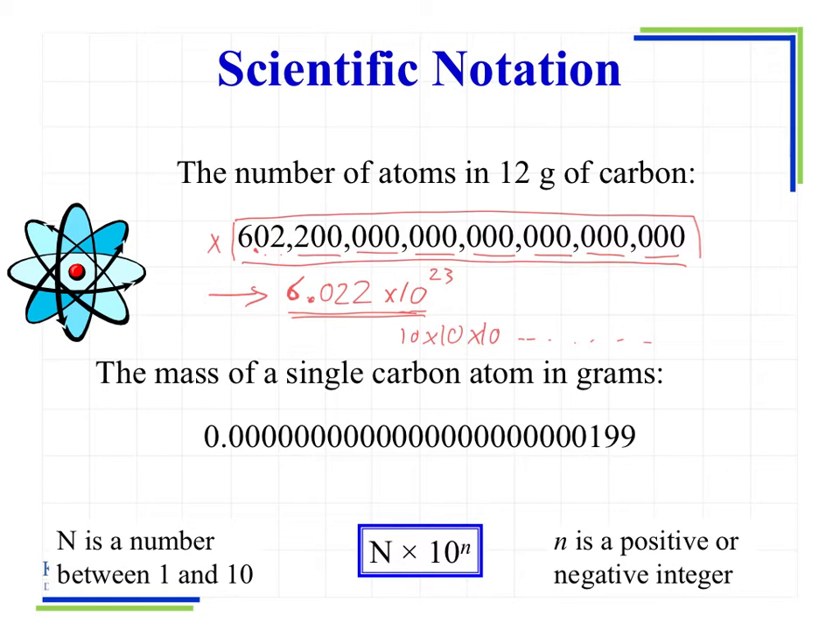So think about the mass of a single carbon atom. A single carbon atom has this mass in grams. Again, to write it in scientific notation, you put a decimal place after the first non-zero digit from the left. So 1 is our first non-zero digit. So we put a decimal place after 1, and that will be 1.99.